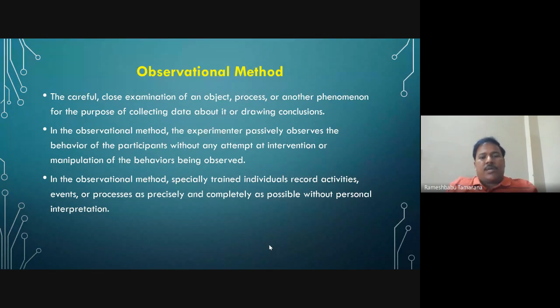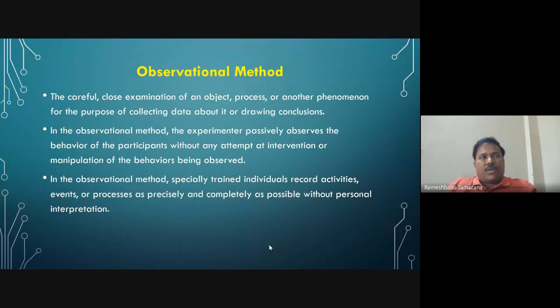So in the observational method, in order to get more or more accurate data, some trained individuals should record the activities or events or processes as precisely and completely as possible without personal interpretation. Sometimes what happens when we want to observe, if you don't have clear guidelines on what needs to be observed, I might note very random things, all the random points that may not be helpful for me to understand.